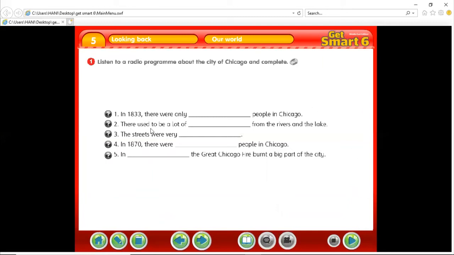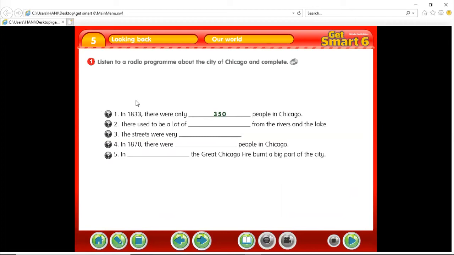In 1833, how many people were there in Chicago? Yes, you can go back with the video and re-listen again, okay? In 1833, how many people in Chicago? If you listen again, you tell me now. Yes, 350 people in this year, 1833.